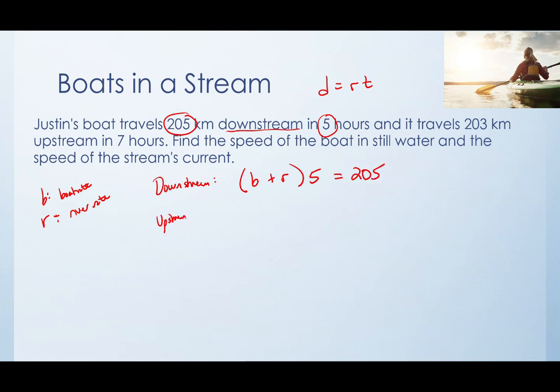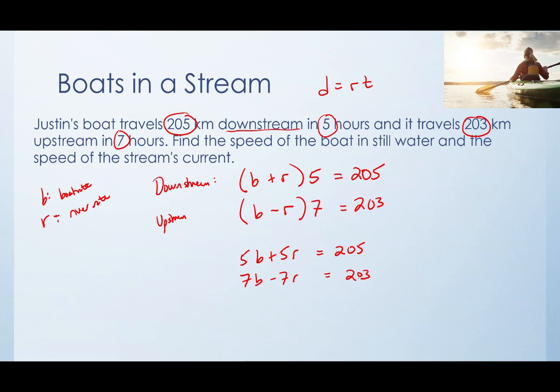Upstream, he's got his speed, but the river is now acting against him, so it's going in the opposite direction. His time is 7 hours, and his distance is 203 kilometers. So there are our equations. If we want to solve, 5b plus 5r equals 205, and 7b minus 7r equals 203.